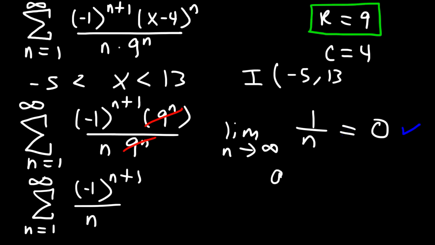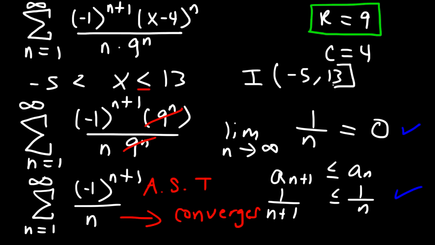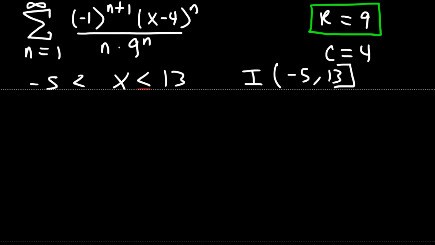Now we need to show that a sub n plus 1 is less than or equal to a sub n. So a sub n is 1 over n, and a sub n plus 1 is 1 over n plus 1. So that's true. So by the alternating series test, we say that the series converges, which means that 13 is included. So the interval of convergence includes 13. So we're going to use a bracket for that.